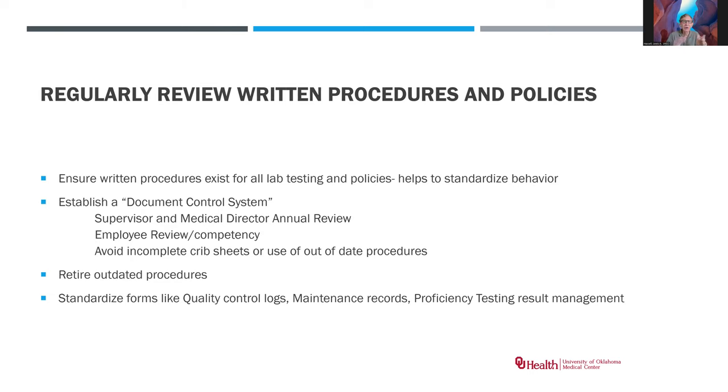So you've got to have this document control system to make sure that new procedures are in place everywhere they're needed, that old procedures are retired and removed from circulation, and that what is being used on the bench to follow is matching up exactly with what's in the procedure manual. You also need to review and monitor employee competency and to avoid those improper, out-of-date procedures and so forth. It also helps to standardize the forms that you're using so that everyone knows where to get quality control logs, knows where to find the maintenance records, knows how to manage proficiency testing results and so forth.